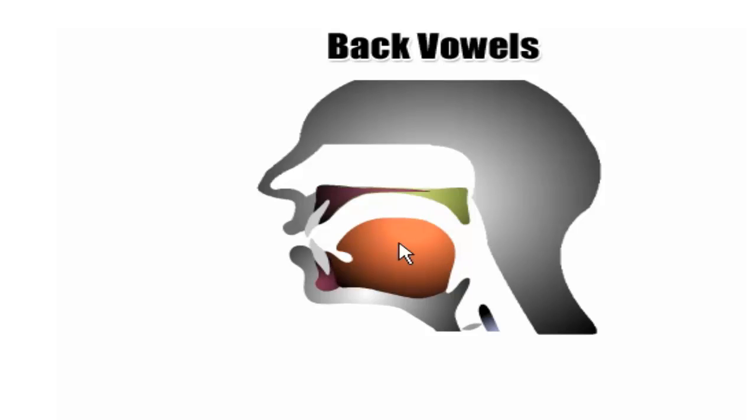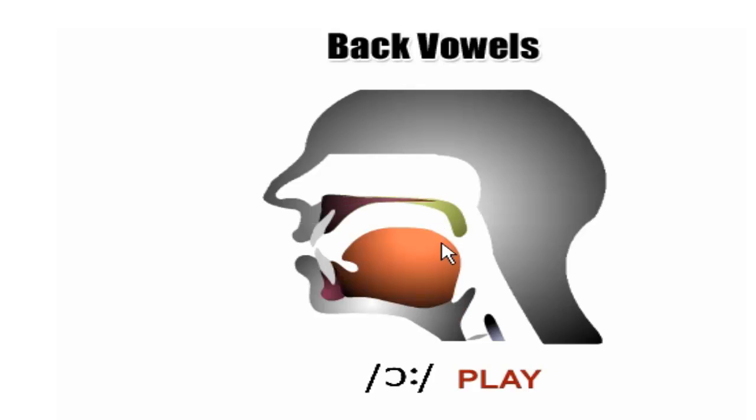And finally, there are back vowels, which are produced when the body of the tongue is slightly positioned at the back of the mouth. For example, when pronouncing o, the body of the tongue is positioned at the back of the mouth. O, o.